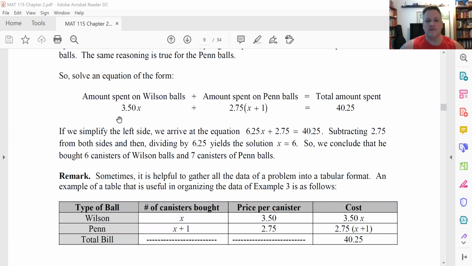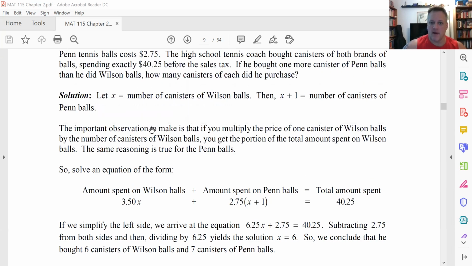And lo and behold, that is a linear equation that you can solve for X to answer the question posed in the problem. So to that end, if you simplify the left-hand side, you get 6.25X plus 2.75. That sum has to be $40.25. So what do you do? You subtract the constant from both sides and then divide by the coefficient of X. If you do that, it works out nicely. You get X equal to 6. And remember, X is the number of canisters of Wilson balls. He bought 6 of those, and so he must have bought 7 of the Penn balls.